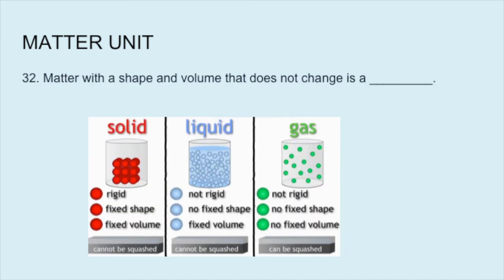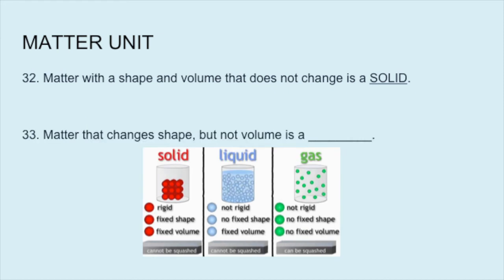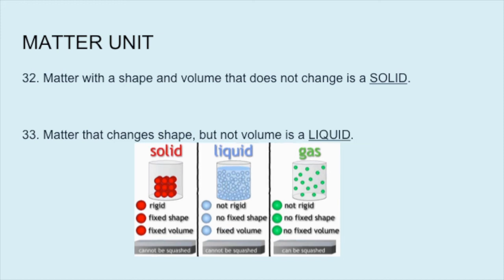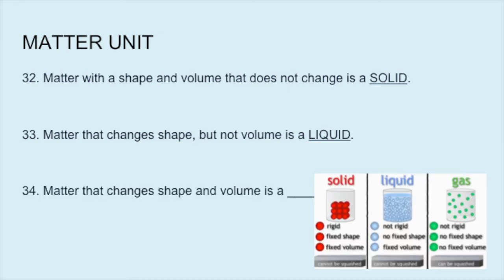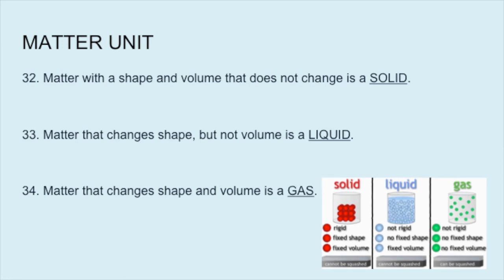All right, so next we're going to look at matter and its shape and volume. We've talked about that some this year. We reviewed it. But matter with a shape and a volume that doesn't change is our solid. That's definite shape, definite volume. Matter that changes shape but doesn't change volume is going to be our liquid. All right, volume stays the same. A 2 liter of Coke is a 2 liter of Coke, whether you pour it on the floor or not. Matter that changes shape and volume, so it doesn't have a definite shape or volume, is a gas.